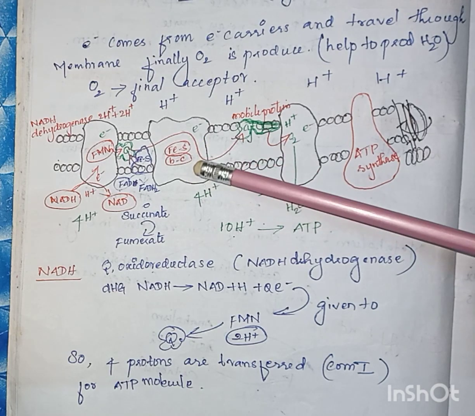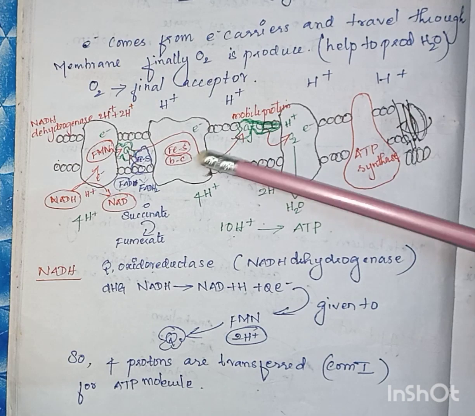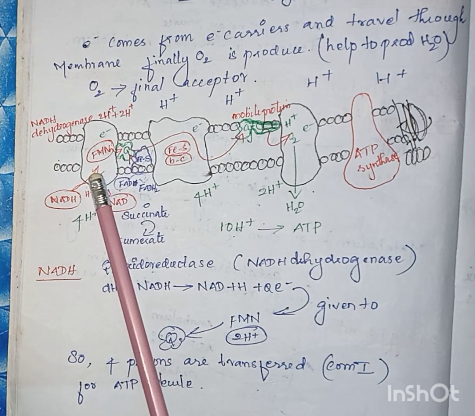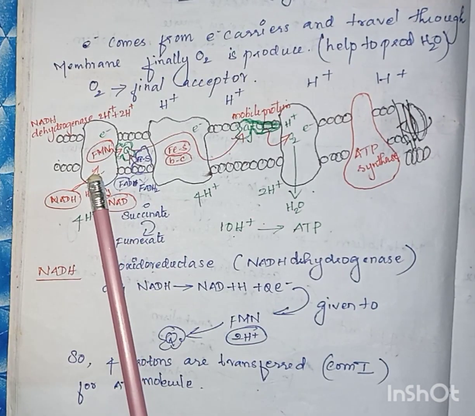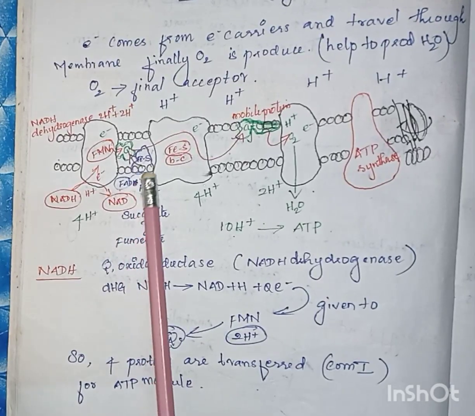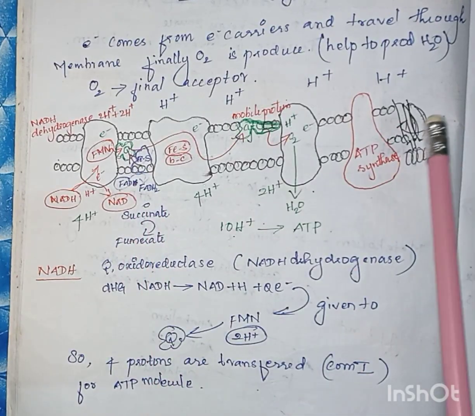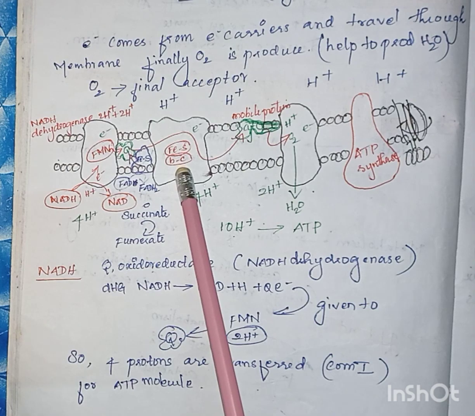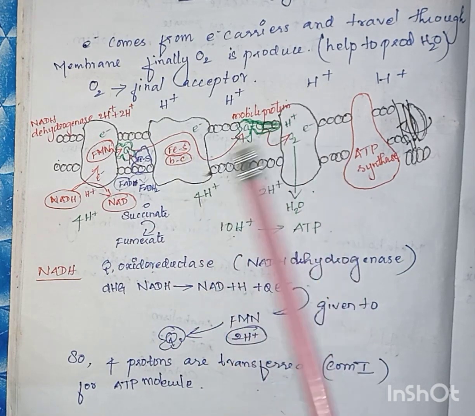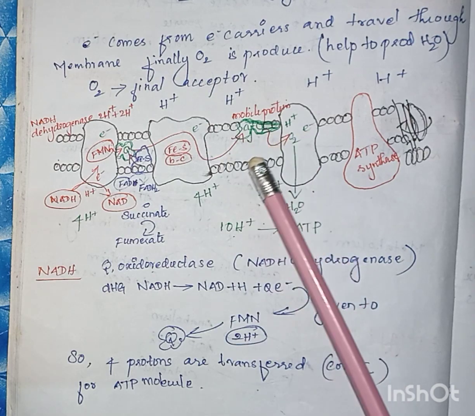So in the third complex, it also donates 4 protons. From complex 1 it donates 4 protons, and in complex 2 no such protons are generated, and in complex 3 it donates 4 protons. So totally 8 protons are donated.